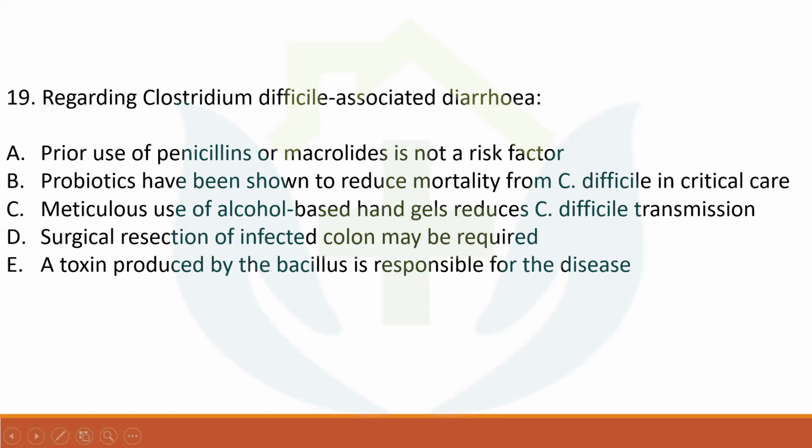So the correct answer is the last two are the only correct statements. That is, a surgical resection of infected colon may be required, and a toxin produced by the bacillus is responsible for the disease, while the first three statements are wrong. Why? Let's see.